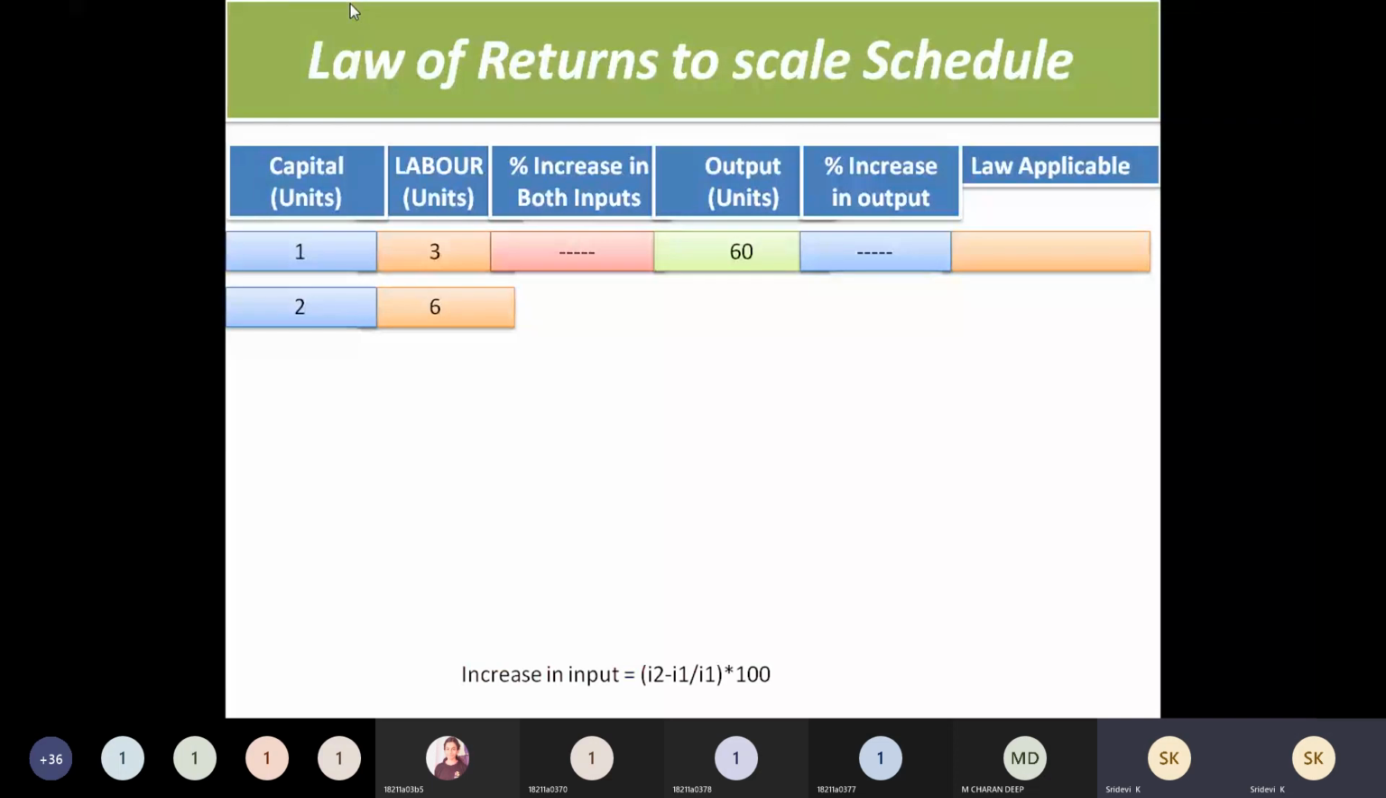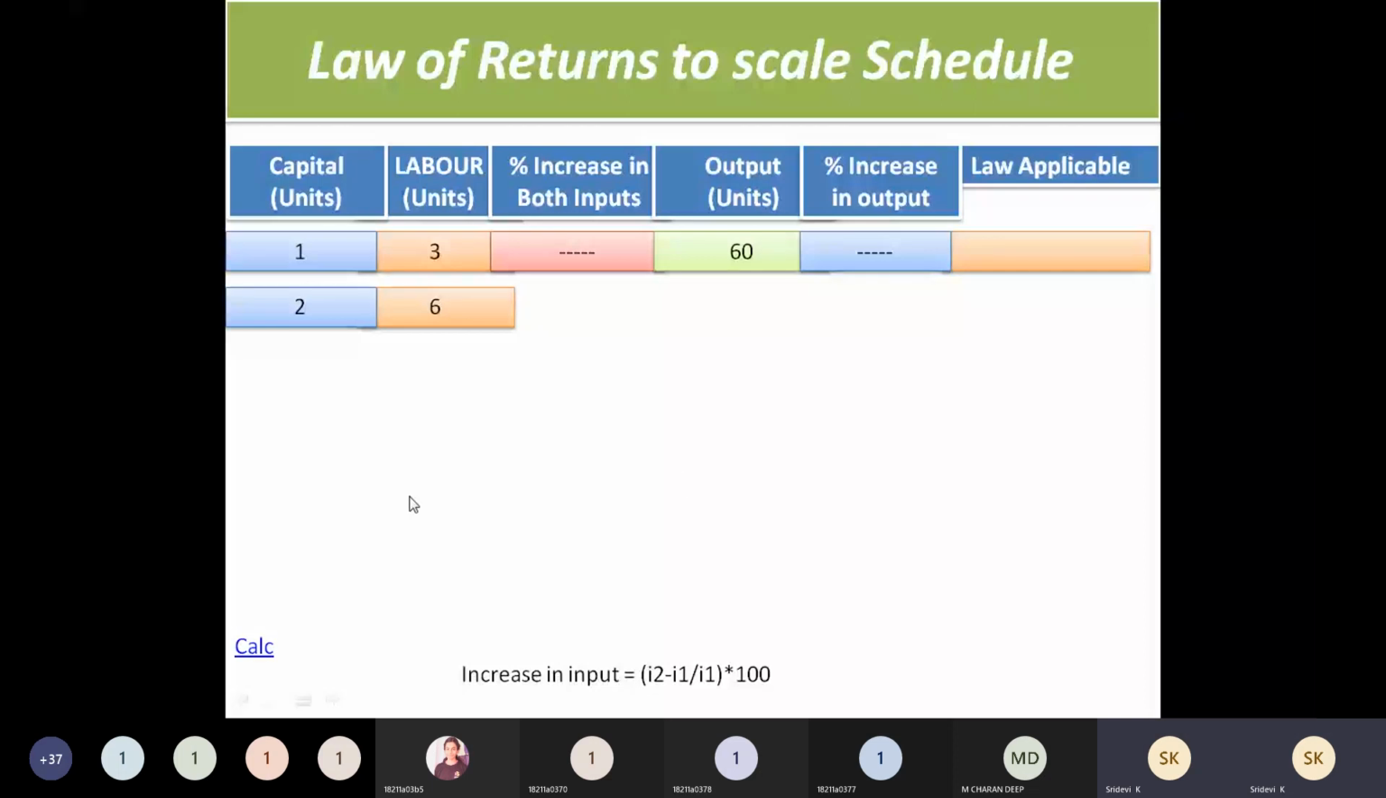To calculate this also we have one formula. The increase in inputs, you can see on the screen, is I2 minus I1 divided by I1 into 100. The second value you take as I2 and the first one as I1, divide by the first one, and multiply by 100, and you will get the percentage. This formula you can also use. Here we have simply taken it by doubling, so there is no need to use this formula, and you can simply find out 100%.